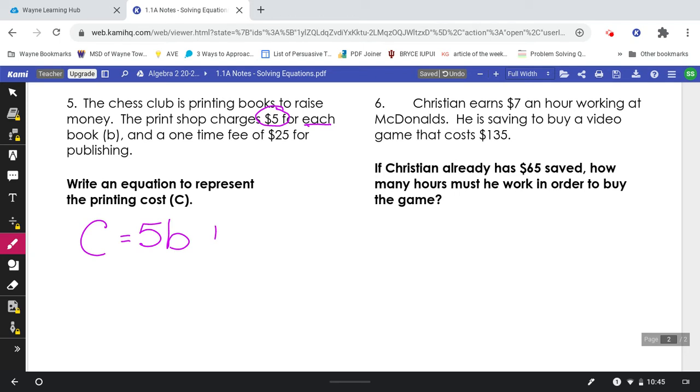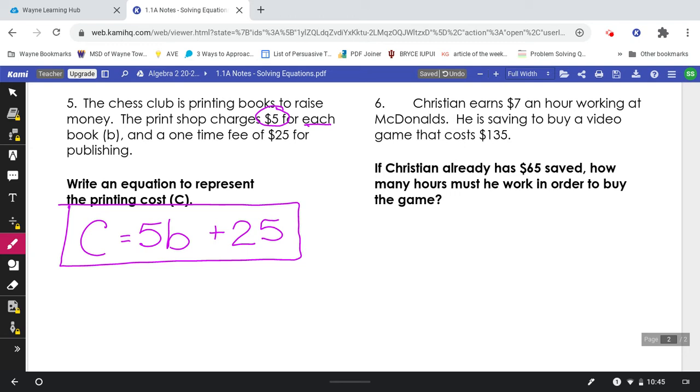Then I also have to pay a one-time fee of $25. So because it's a one-time fee, I just need to write the 25 without any additional variables next to it. And that's it. That's my equation. And so then if you wanted to print 7 books, you plug in a 7 for the B, and you can get your printing cost.